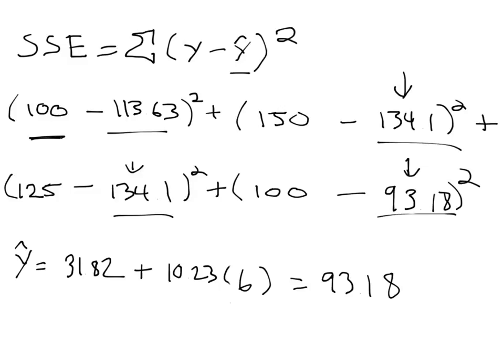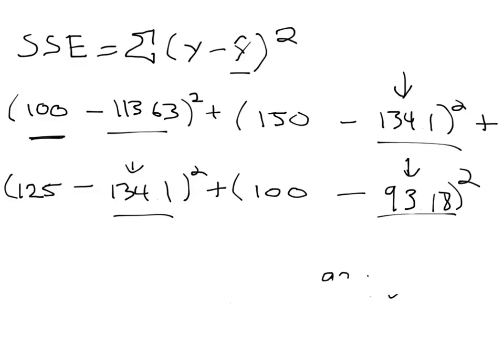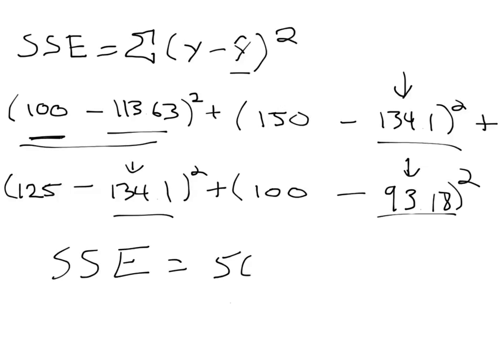If I go through, take all of these differences, so 100 minus 113.63 is negative 13.63, square them and then add them together, I get my SSE is equal to 568.18. Okay.